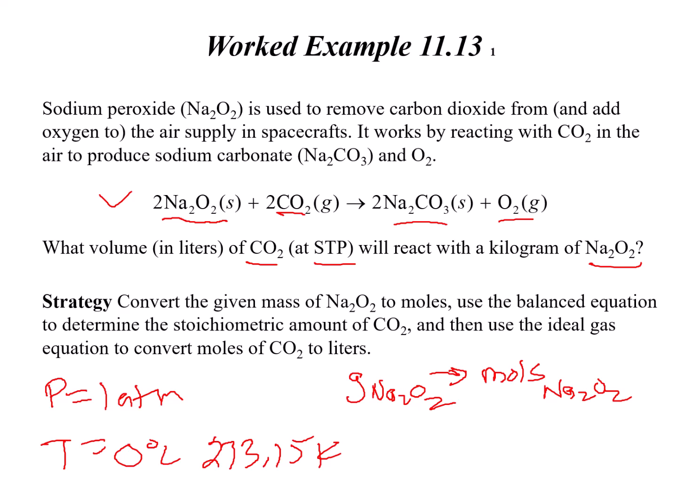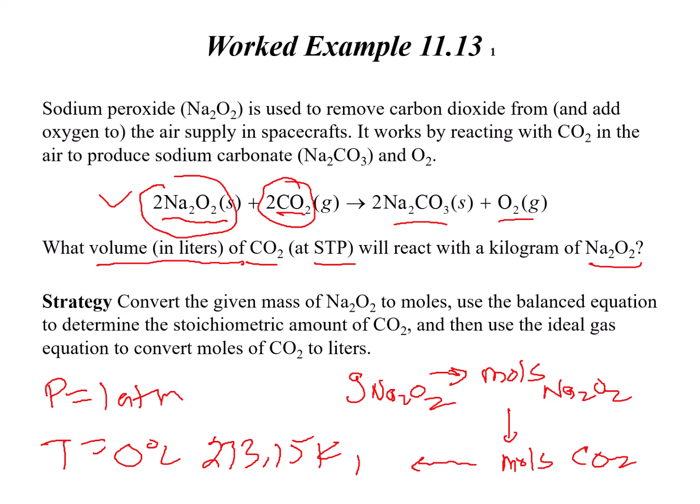Once I convert this to moles of sodium peroxide, then I can convert that to moles of CO2 that will be reacted. It's a 2-to-2 ratio here. For every 2 moles of this consumed, 2 moles of this is consumed. And then they asked us not for the moles, they want to know what the volume in liters is. So I've got to somehow convert this over to liters of CO2. To do that, I have to know, again, PV equals nRT, and volume equals nRT over P. And I'm going to assume, since they don't tell us the pressure, we're going to assume 1 atmosphere of pressure.